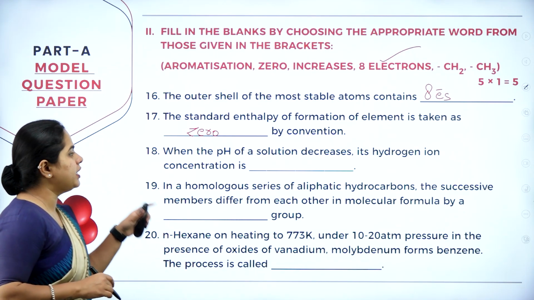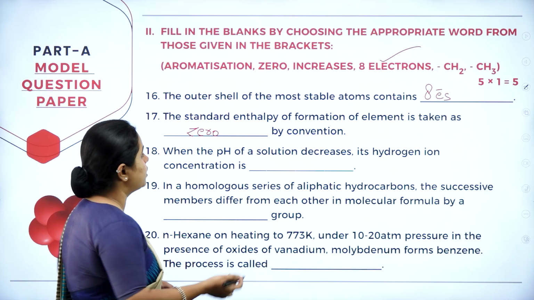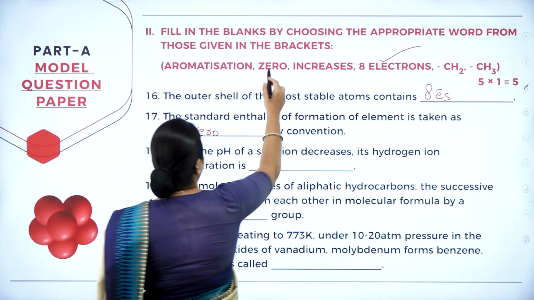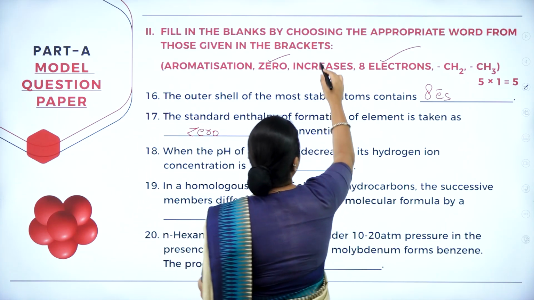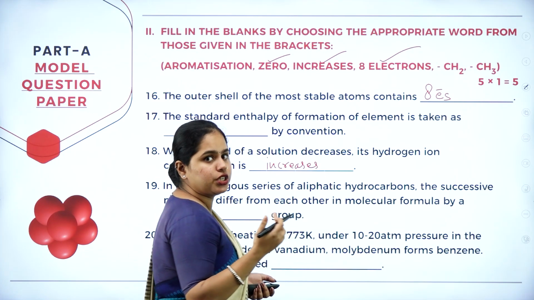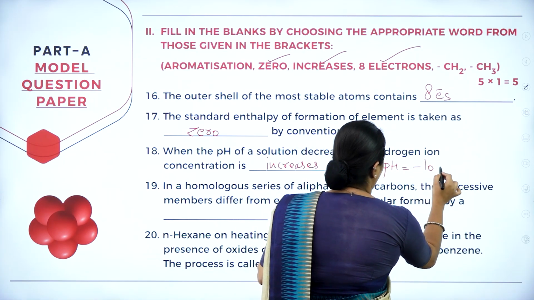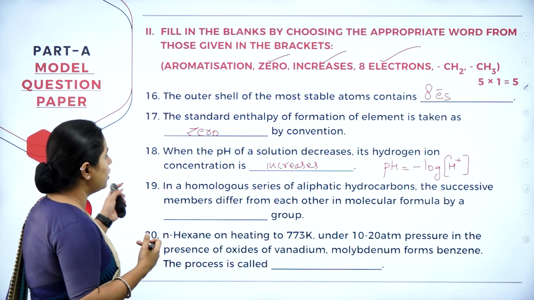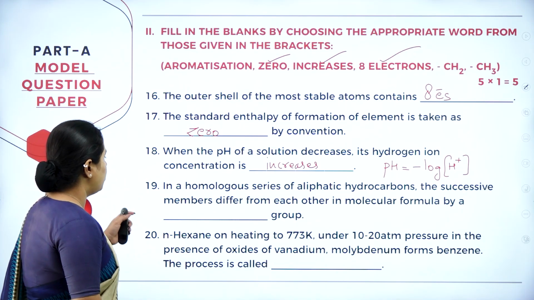Okay, next question, when the pH of a solution decreases, its hydrogen ion concentration is dash. So, what happens to it? Again go to the words which are given to you. Aromatization, 0. 0 is already taken. Then you have increases, CH2, CH3. From this itself you can tell the only option that goes well with it is increases. Now why does it increase? What is the equation that relates pH and hydrogen ion concentration? It is pH equals minus log concentration of H plus. From this relation itself you can say when the pH of a solution decreases, the concentration of H plus will increase. Now moving on to the next question.